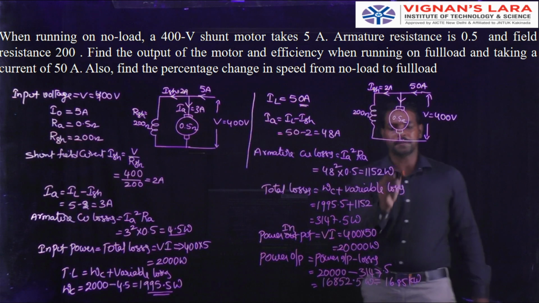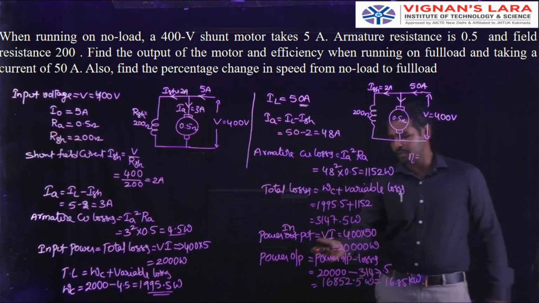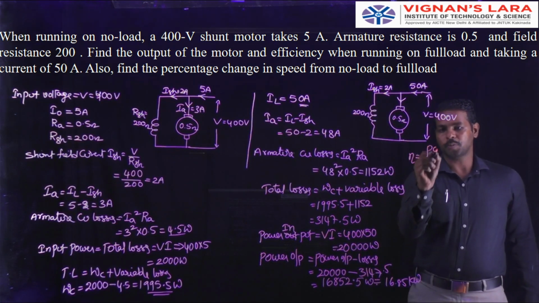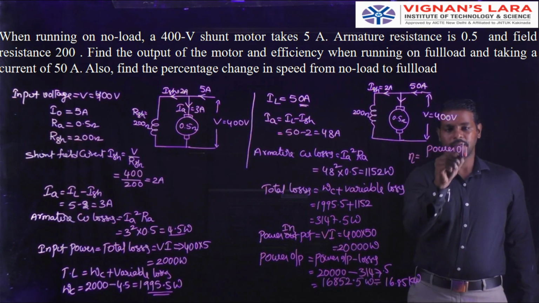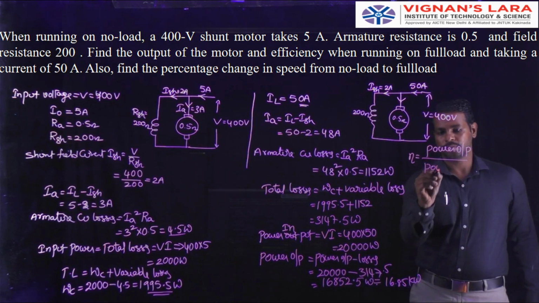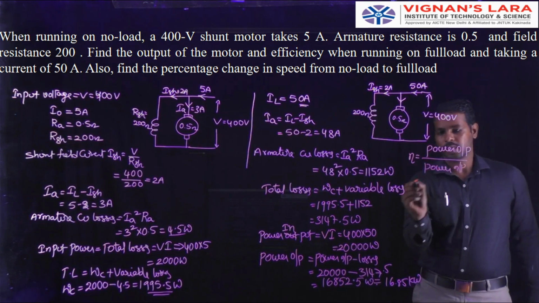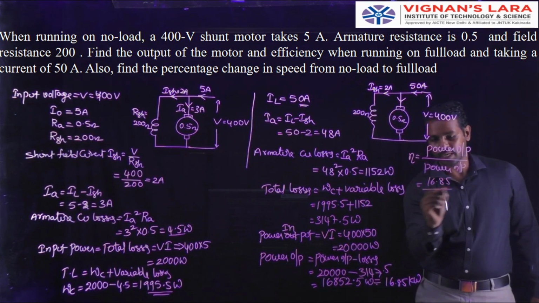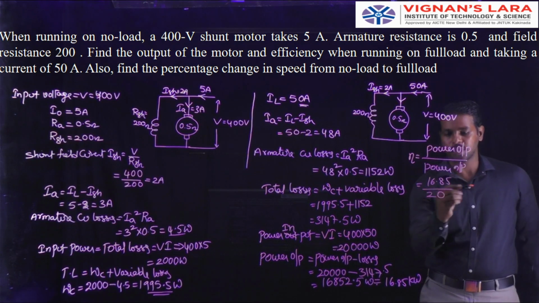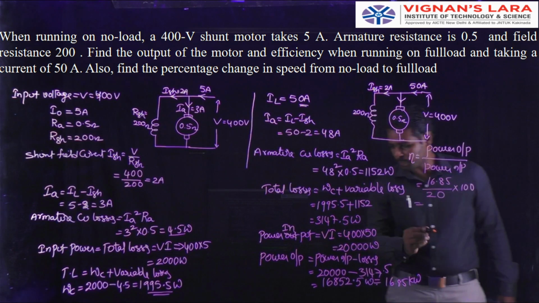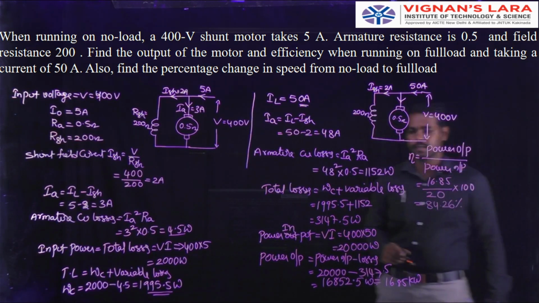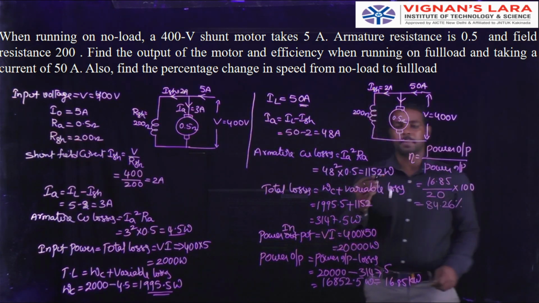Then the efficiency of the motor is power output divided by power input, which is 16.85 divided by 20 kilowatts. Kilowatts get cancelled, into 100, equal to 84.26 percent. But in this problem we also need to find the percentage change in speed.